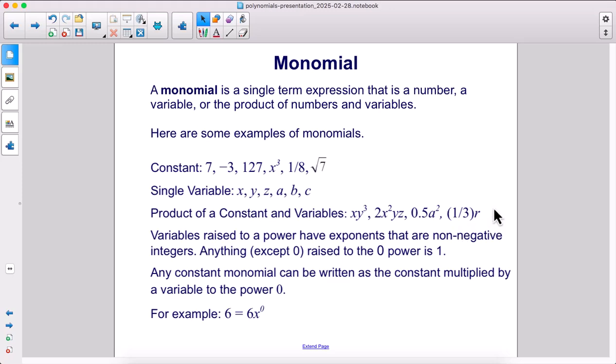Variables raised to a power have exponents that are non-negative integers. Anything except 0 raised to the 0 power is 1. Any constant monomial can be written as the constant multiplied by a variable to the power of 0. For example, 6 can also be written as 6 times x to the 0 power, since x to the 0 power is 1.